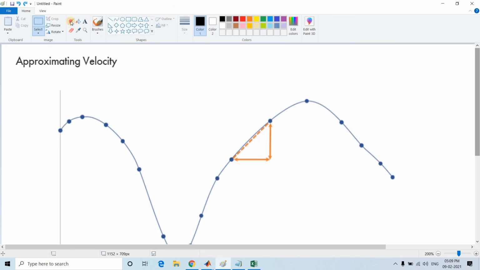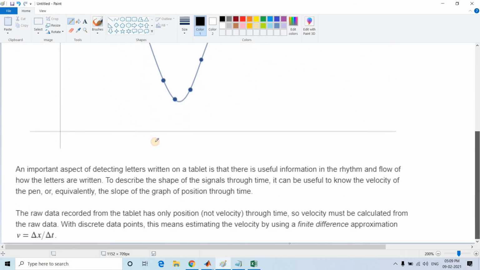In this video the feature which we are going to extract is approximate velocity. When you are writing something on a tablet, the velocity or rhythm in writing that particular alphabet will be different in different parts. An important aspect of detecting letters written on a tablet is that there is useful information in the rhythm or flow of how the letter is written.